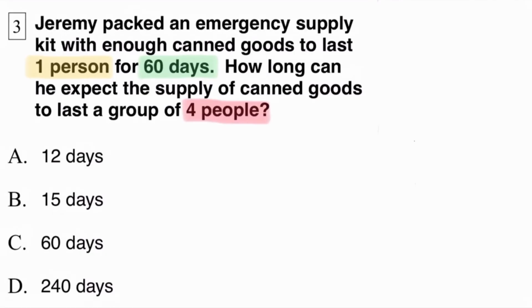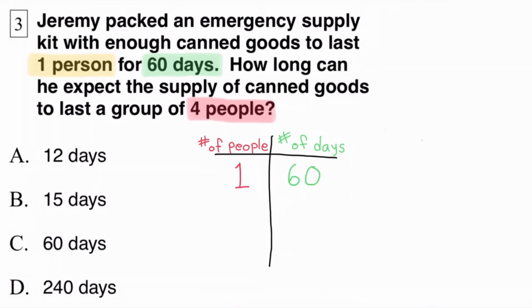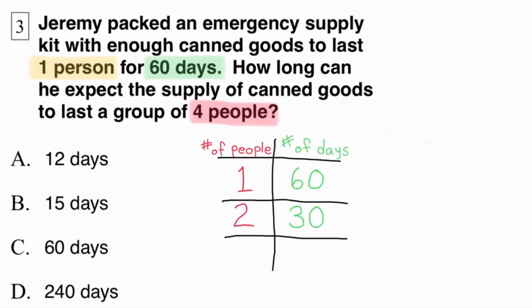Jeremy packed an emergency supply kit with enough canned foods to last one person for 60 days. How long can he expect the supply of canned foods to last a group of 4 people? I made a table with number of people on the left column and number of days on the right column. For just one person, there was 60 days worth of food.